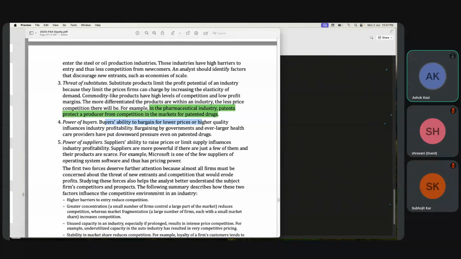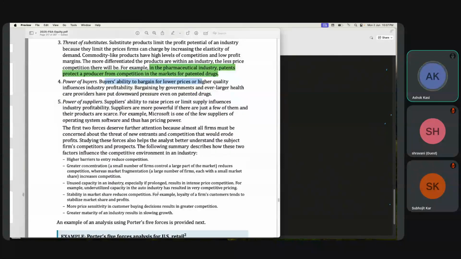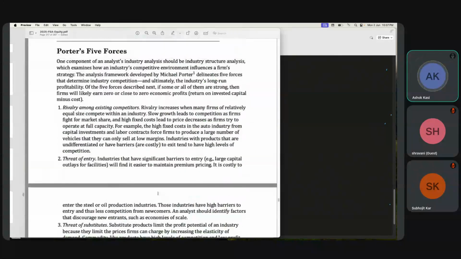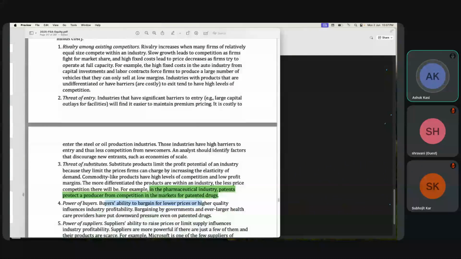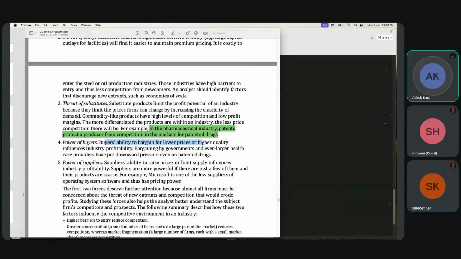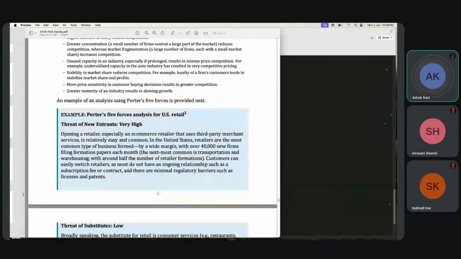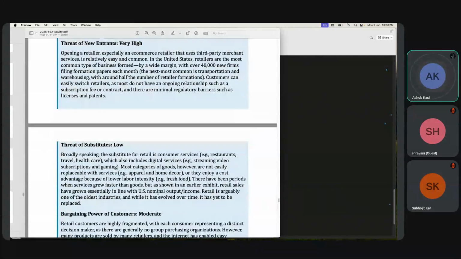So this is also Porter's 5 forces. Easy to understand. But then when you are researching about a company, you should apply all this practically. Then it will make a lot of sense. Then yeah, this all you can read now.